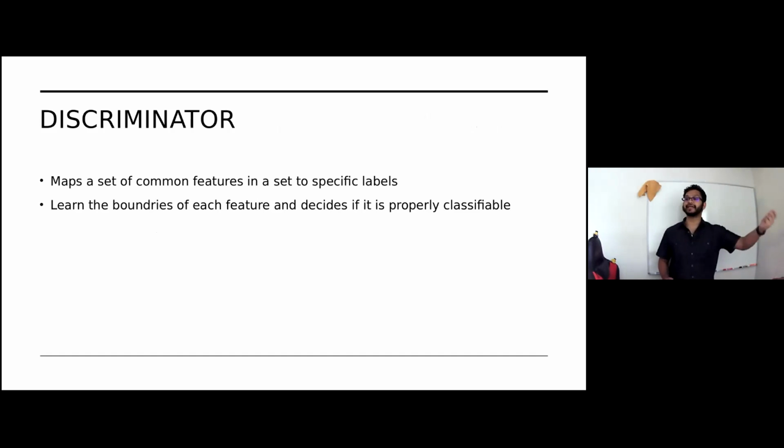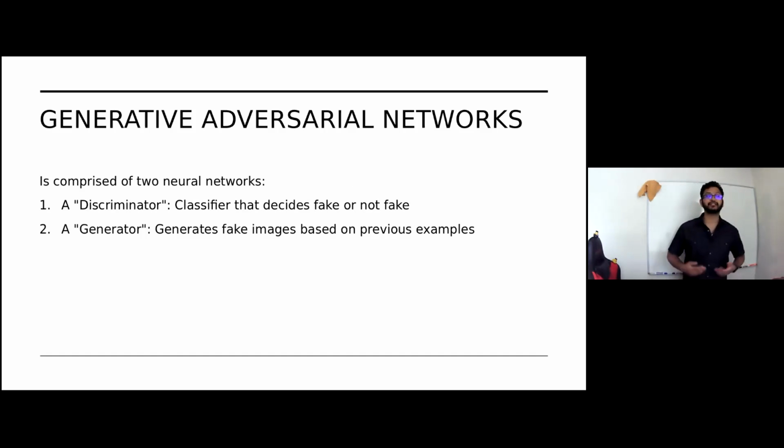So it tries to take an X and figure out what the Y is. And the next thing is that it learns boundaries for each feature and decides whether or not to classify it. So if I am the discriminator, essentially if I'm a cop, I want to learn how best to represent my data. So we're going to have an example.